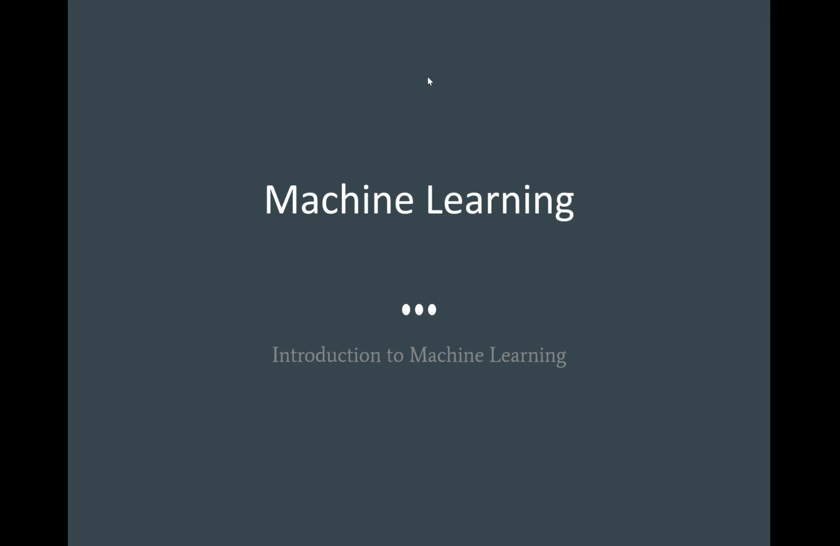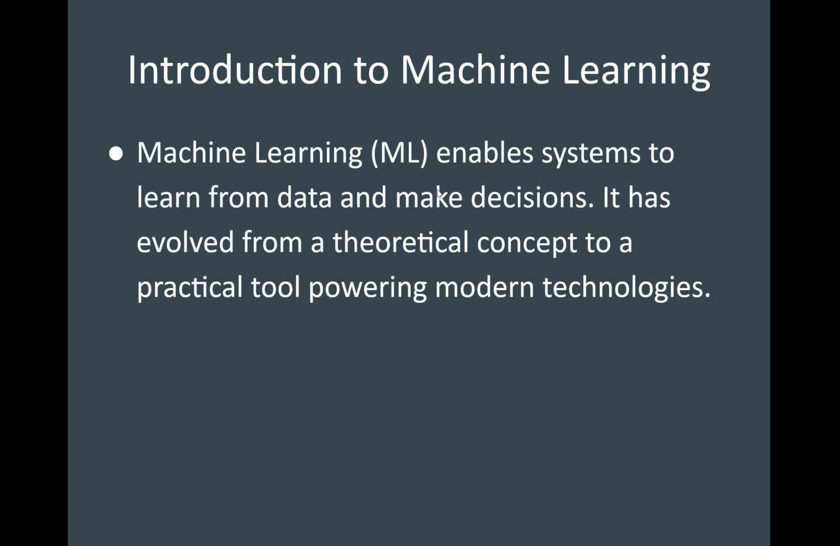Machine learning, let's start with the introduction. So, machine learning is a branch of artificial intelligence that enables systems to learn and make decisions without being explicitly programmed. It empowers computers to improve their performance by learning from data. At its core, machine learning involves algorithms that can identify patterns, make predictions, and adapt to new situations.